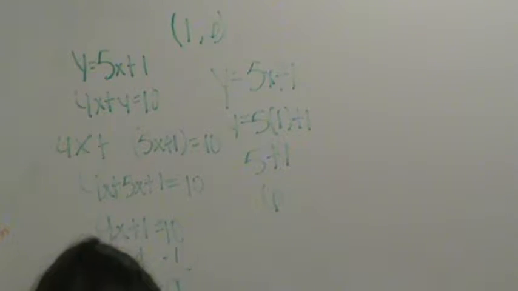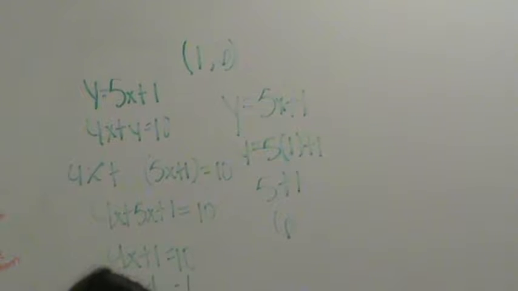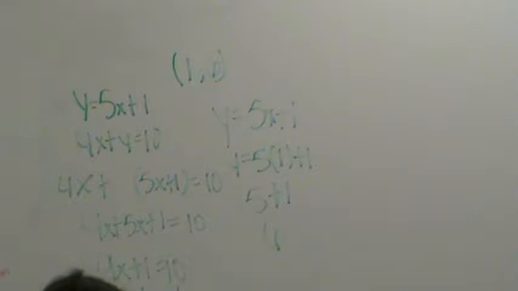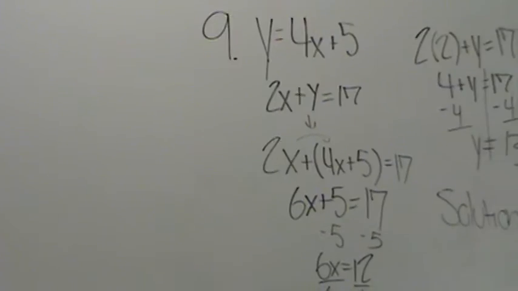So for Summer's problem, the one solution that satisfies the system of equations is the ordered pair 1, 6. That means that's where the lines cross or intersect. That means that when I replace x with 1 in both equations and I replace y with 6 in both equations, I'm going to get the same thing on the left side and the right side of the equal sign. Okay, it looks like Sailor is ready now.